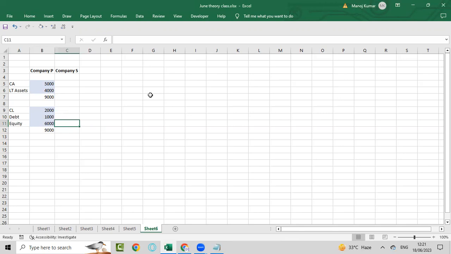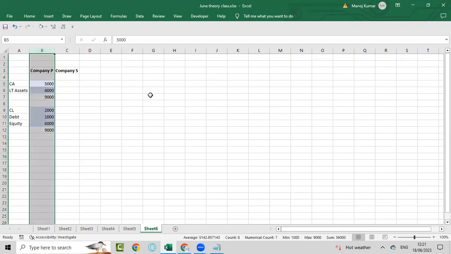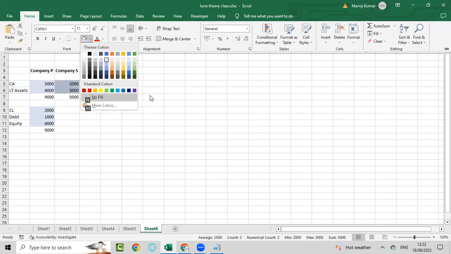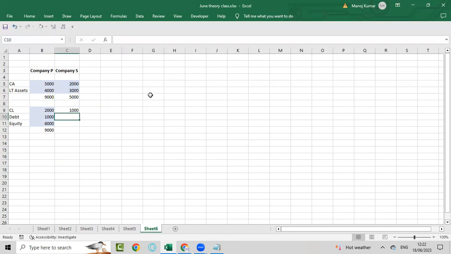Now, company S is a separate company, but company P is the investor company. Company S is the investee. Do you understand that? So here we have 2,000 and 3,000 total, 1,000, 1,000, 3,000 total. Now company P has, let's suppose, a 40% stake here.